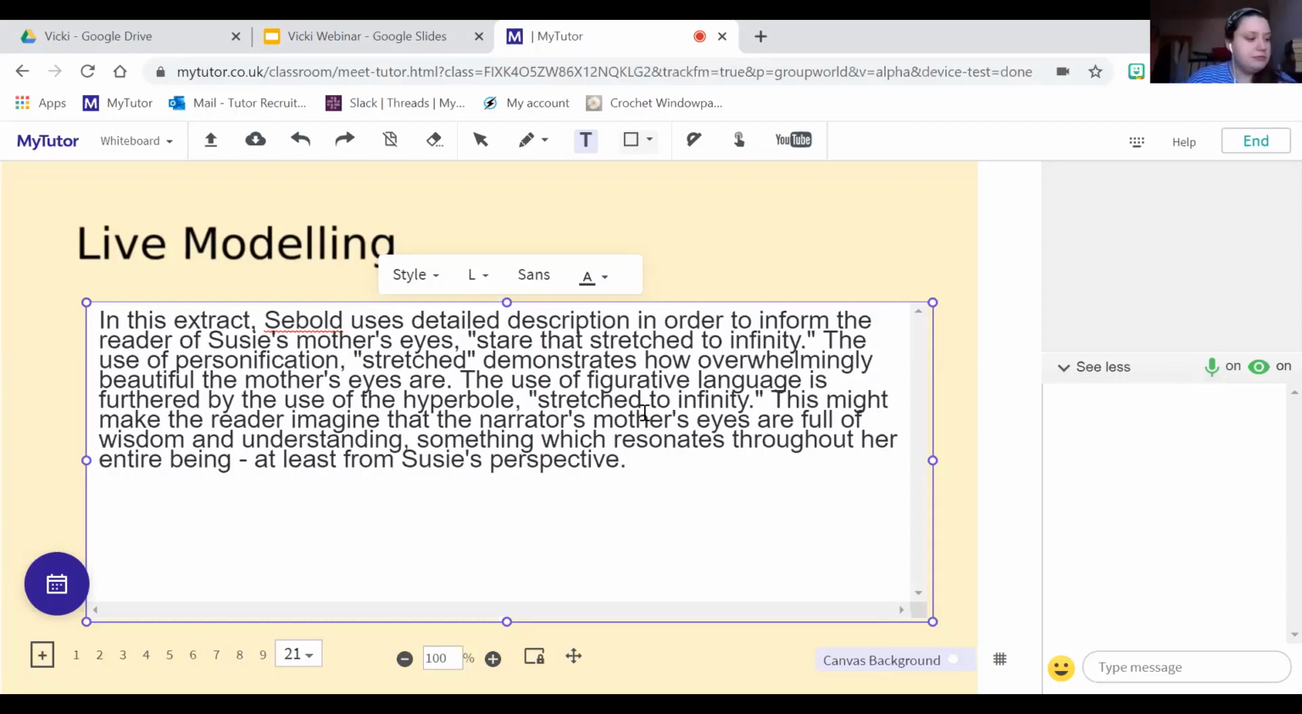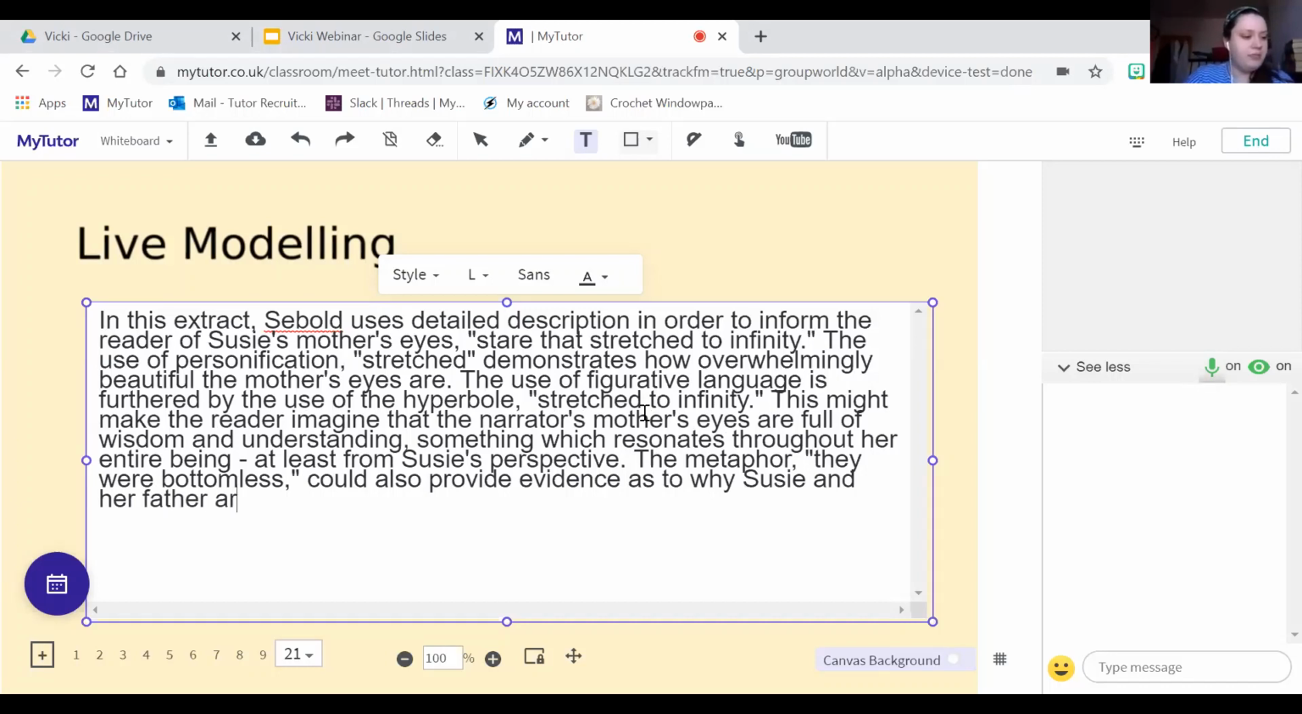Right, from Susie's perspective, the metaphor, they were bottomless. So now I'm linking those two things together. I need to put a comma here. Could also provide evidence as to why Susie and her father are mesmerised by the woman. Lovely, right, and then I'm going to zoom in again.